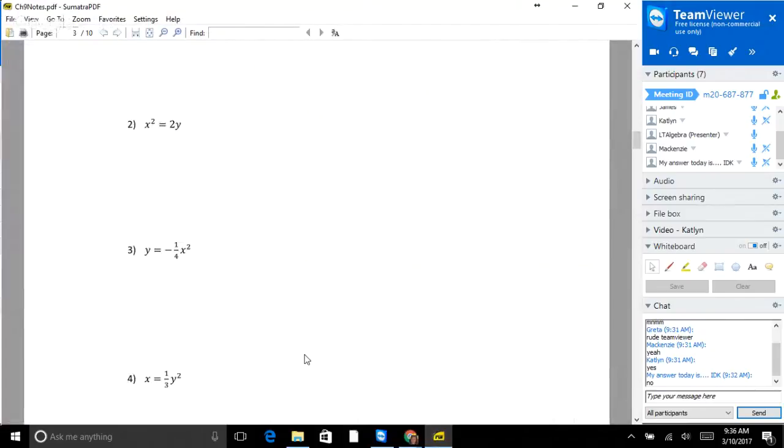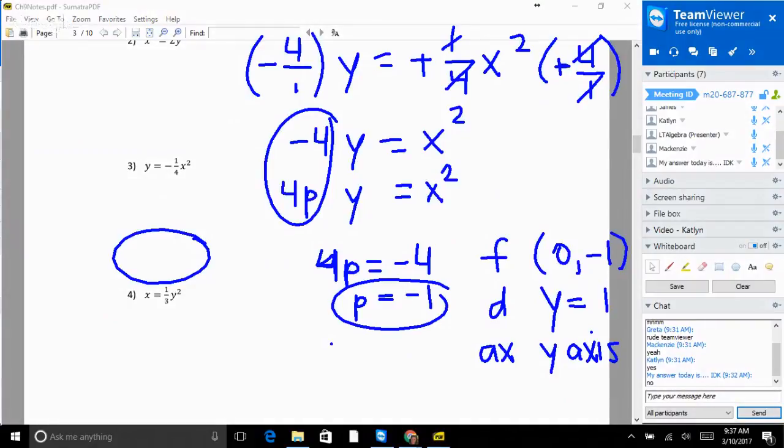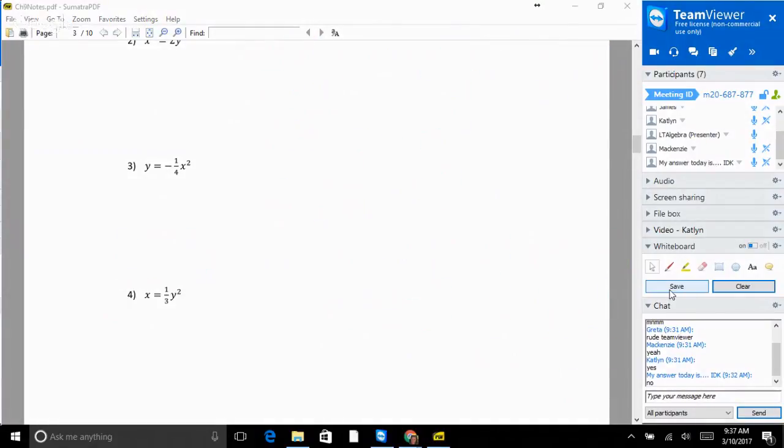Okay, one more example, because we actually have not done this case yet. We have had all of them where they're x squared equals something. But look at number 4. We have x equals 1/3 y squared. Whoa. Let's erase that off of there.